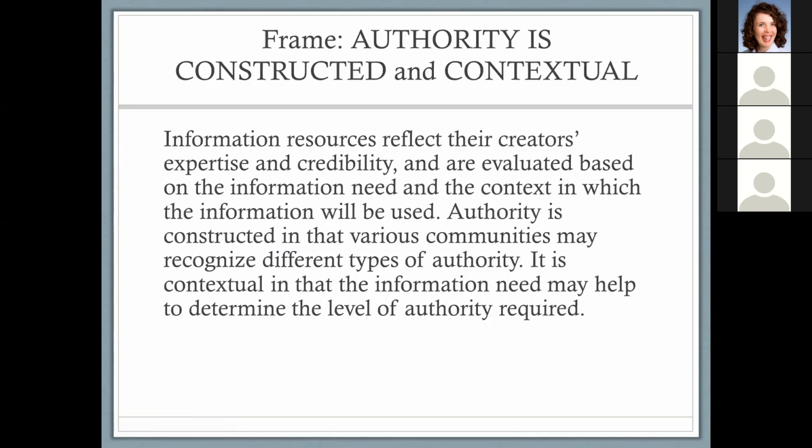So I'm not going to read this. Those of you who've looked at the framework before have looked at that document. What I'm giving you here is the text for the one that we call authority as constructed and contextual. And really the key here is that judging authority and evaluating sources can be very, very nuanced and very, very contextual depending on what kind of authority is needed for a particular assignment or requirement or project, and the context in which it will actually be used, and also where it's actually coming from.